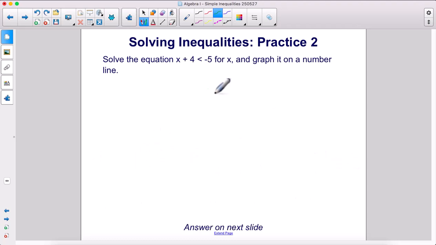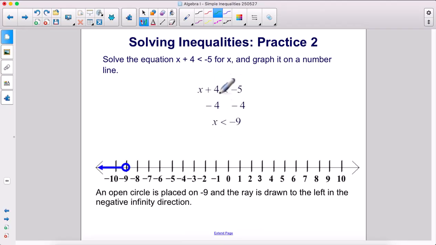Solve the equation x plus 4 is less than negative 5 for x, then graph it on a number line. X plus 4 is less than negative 5. We need to get rid of this plus 4 so that x is by itself. So we're going to subtract 4 from both sides. That gets rid of the 4 on the left side, and we have negative 5 minus 4 equals negative 9 on the right side. We have x is less than negative 9.